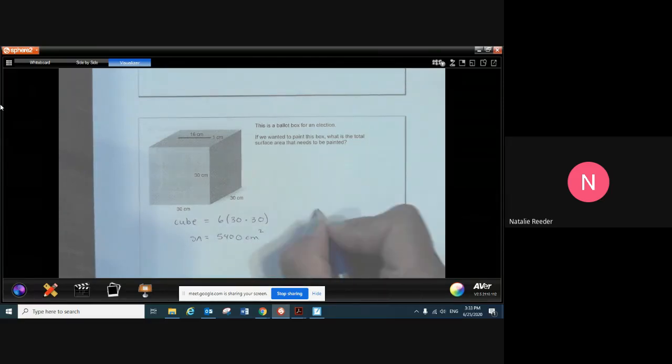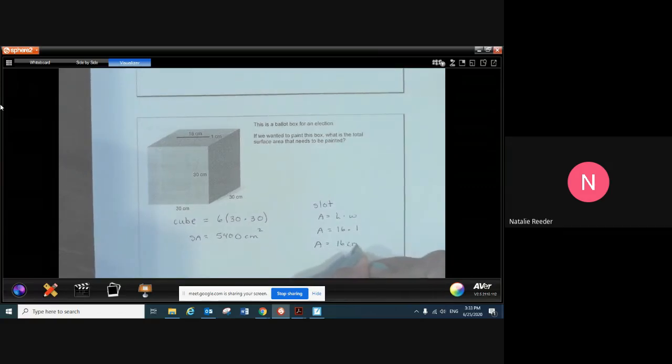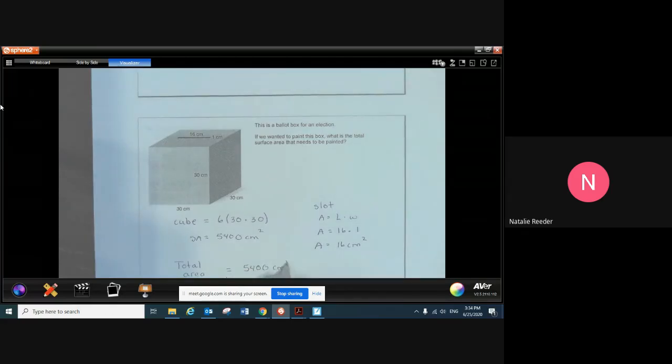Now, we need to figure out the area of that slot size, which is the shape of a rectangle, and the area would be the length times the width of a rectangle, which we learned in the first lesson. The length here is 16, the width is 1. Therefore, the area of that slot is 16 centimeters squared. Now, to find the total area that's going to be painted, we need to take the whole area of the box and subtract the slot, which means that I am going to paint 5,384 centimeters squared.